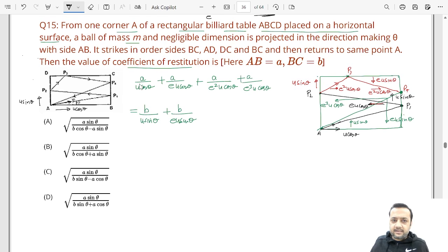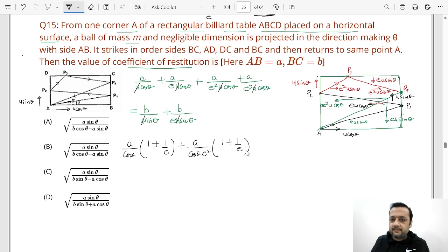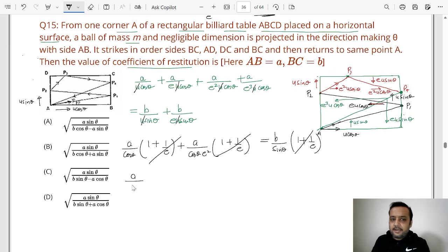If I take a cos theta common here, it will become 1 plus 1 by e. And if I take a cos theta by e square common here, this will become 1 plus 1 by e again. Here you can take b by sin theta common, so this will become 1 plus 1 by e. Now you can see that 1 plus 1 by e will totally be gone. That means a by cos theta, again you can take common, so this will become 1 plus 1 by e square, that will be b by sin theta.